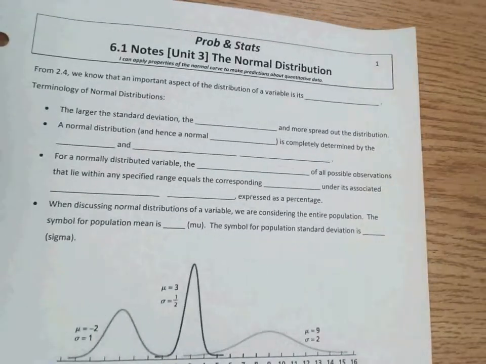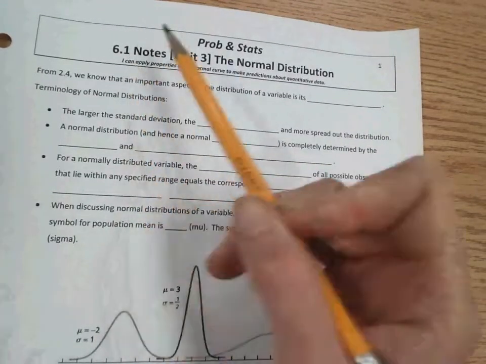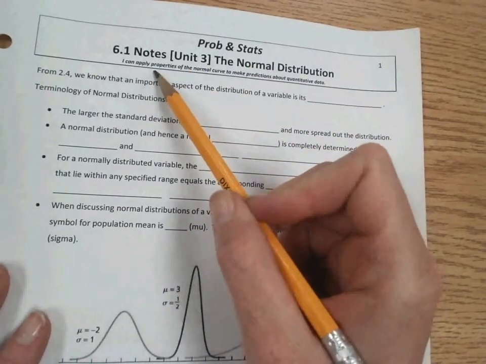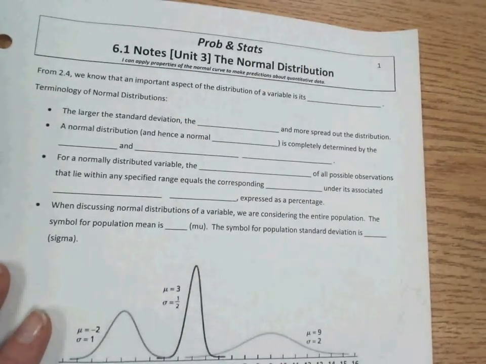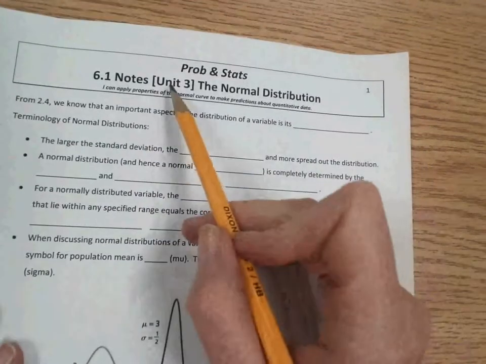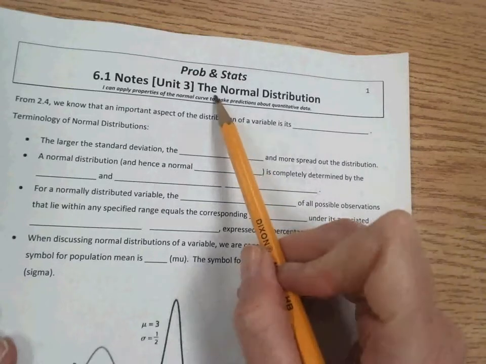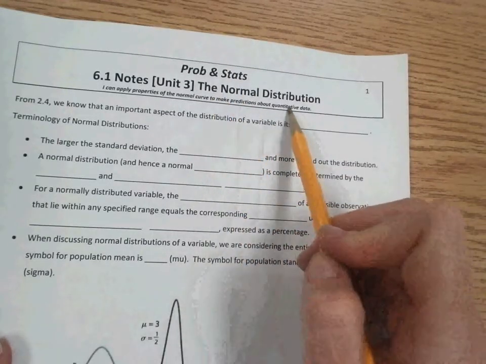All right, so you can see we jumped to chapter 6 for our notes here. If you're referencing the textbook, I did put chapter 6 in there for MathXL. We're still in Unit 3. Like I said, we have a couple more topics to cover before the test next Friday, and this is the normal distribution.